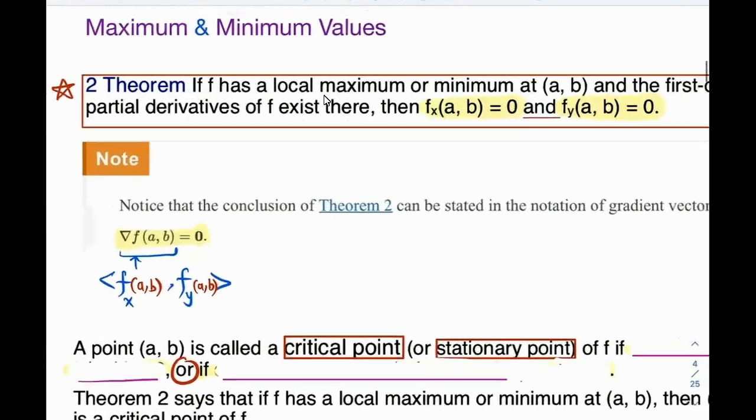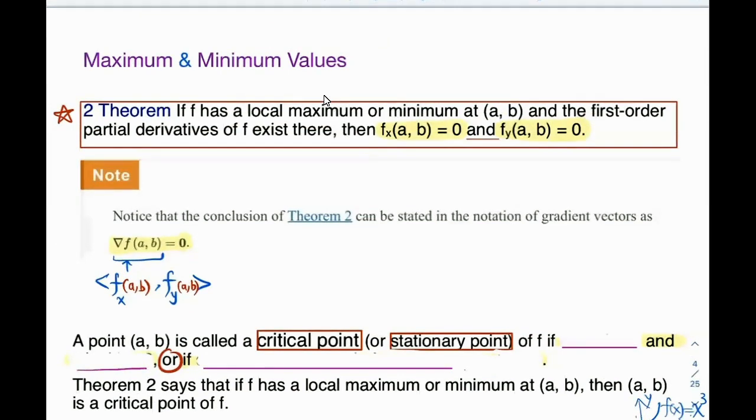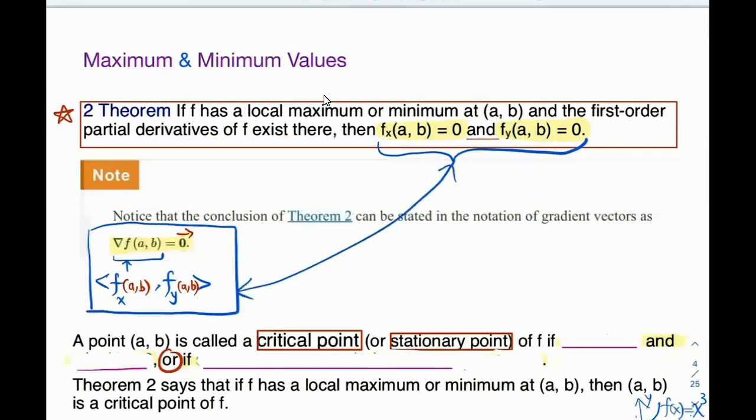So what this is saying is, if the partial derivatives exist, then both the partial derivative with respect to x and with respect to y equal 0. So this will be 0, and this will be 0. So this will be a zero vector, which means that the gradient will be the zero vector. So another way to say this is, you can rephrase this, you can replace this by this. It's the same thing. So if the first order partial derivatives exist there, then the gradient vector will be the zero vector. Does it make sense?